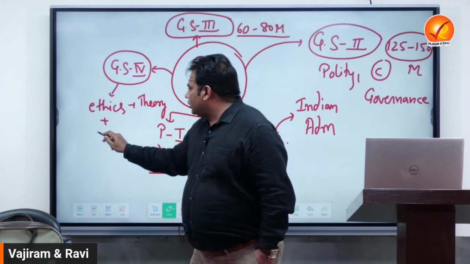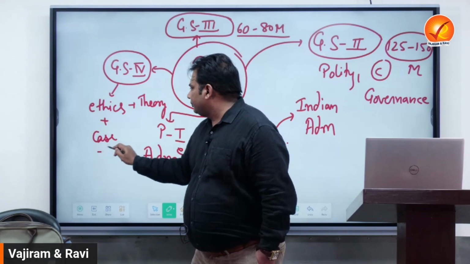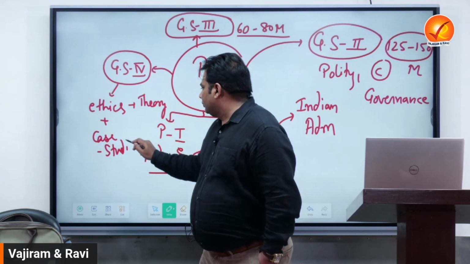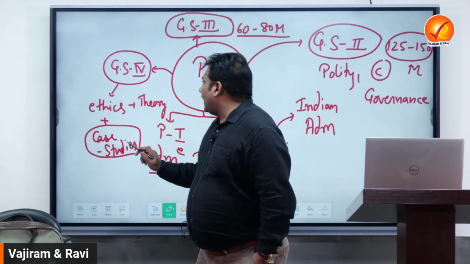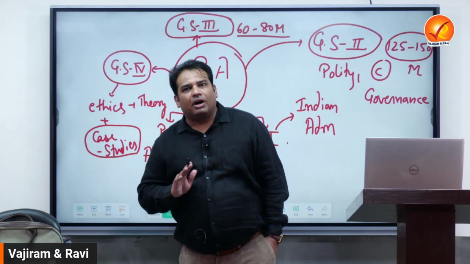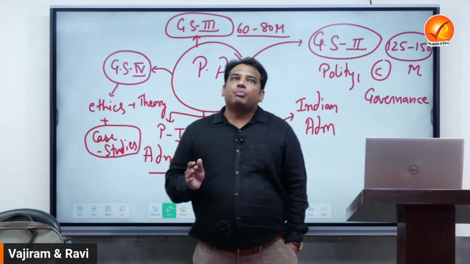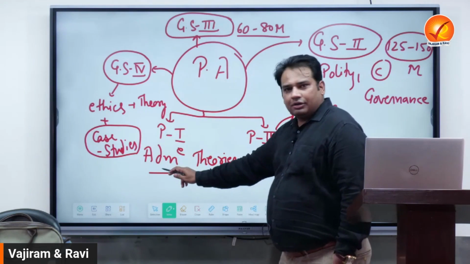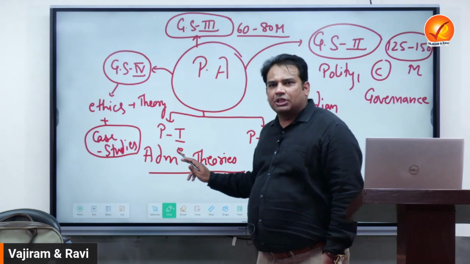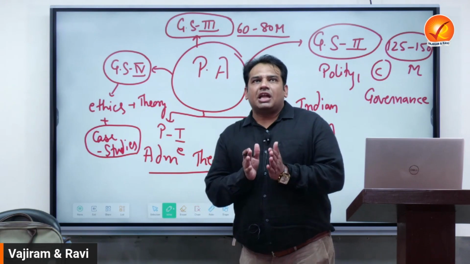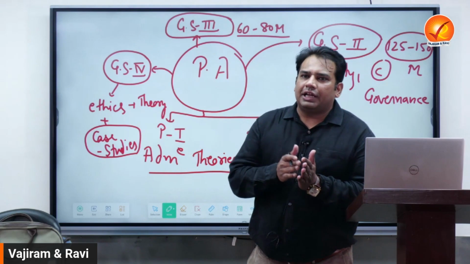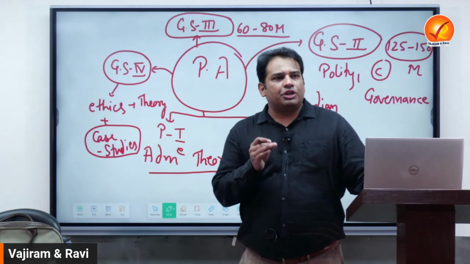And when we go to this part, GS paper 4, here in the ethics paper, theory, and also case studies, we have a direct overlapping of our syllabus. In PubEd paper 1, here, administrative theories and concepts. In this paper, we have a unit called accountability and control. That is unit number 5.